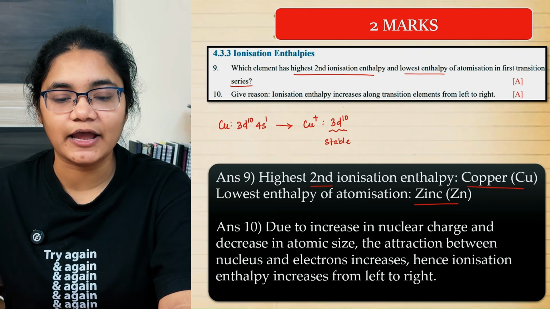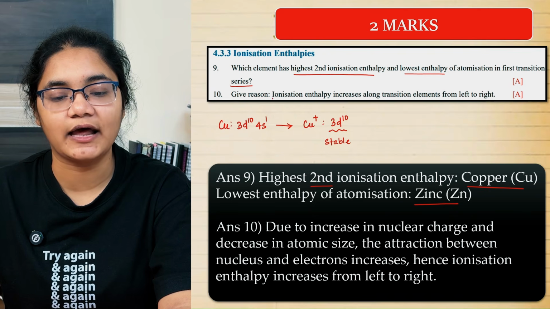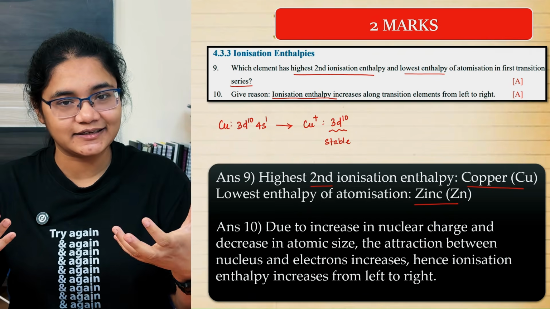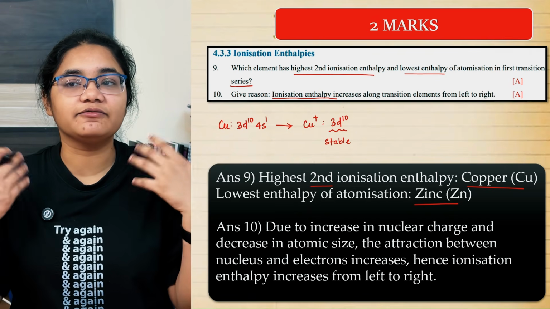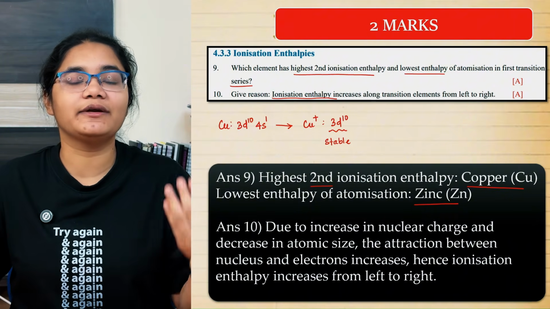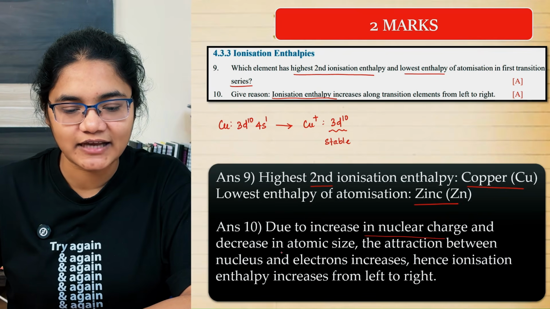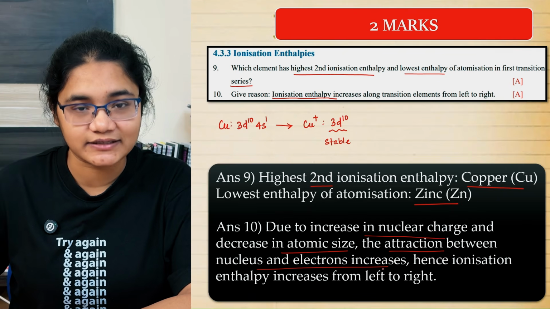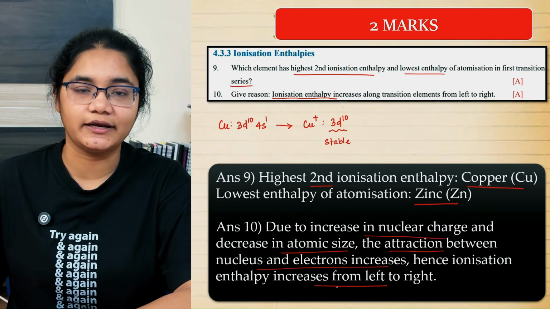Next, give reason: ionization enthalpy increases along the transition elements from left to right. As you see along the period, the size decreases and effective nuclear charge increases, and that is why it is becoming difficult to remove electrons as we move along the period. So due to the increase in the nuclear charge and decrease in atomic size, the attraction between the nucleus and the electrons increases, and that is why the ionization energy increases from left to right.